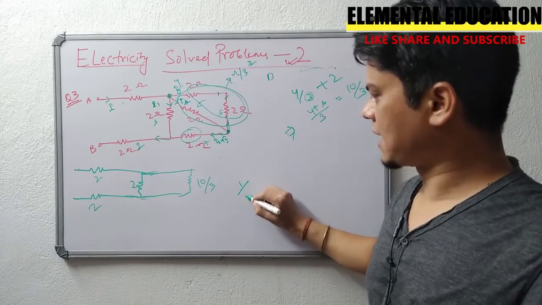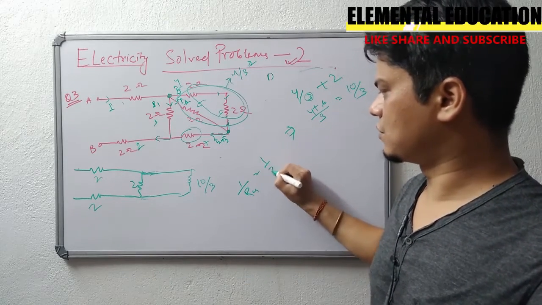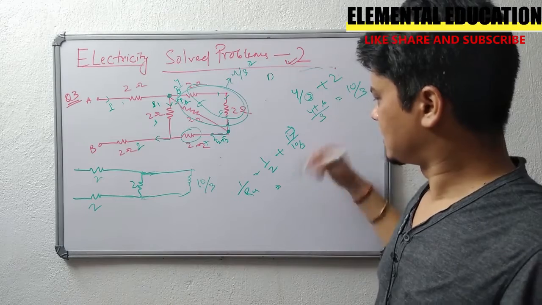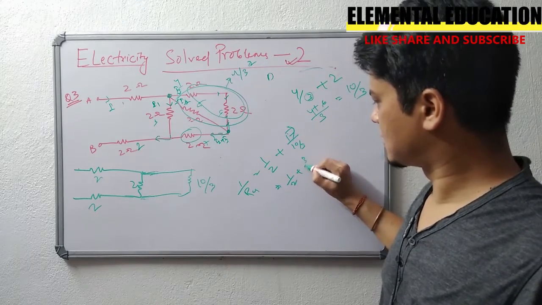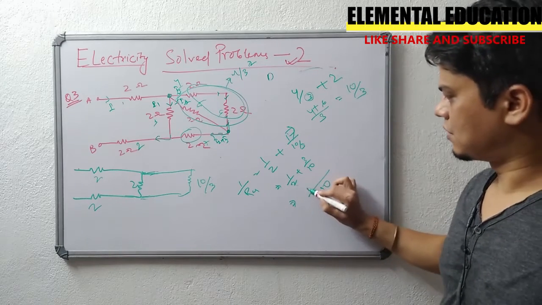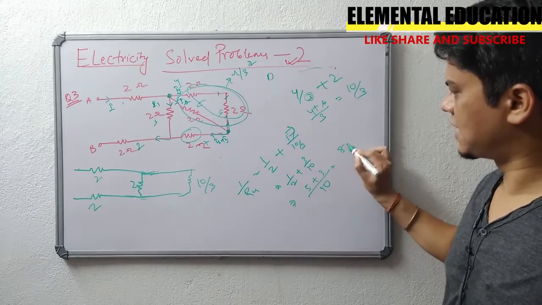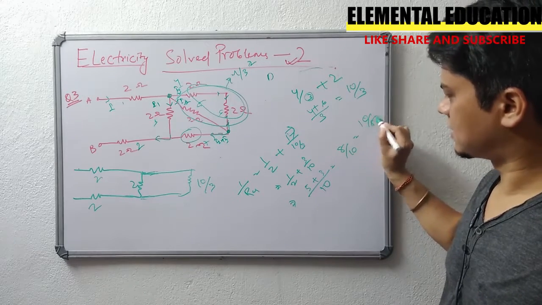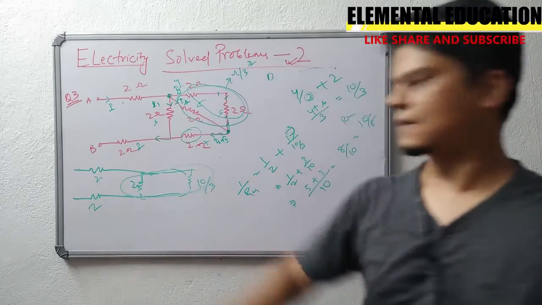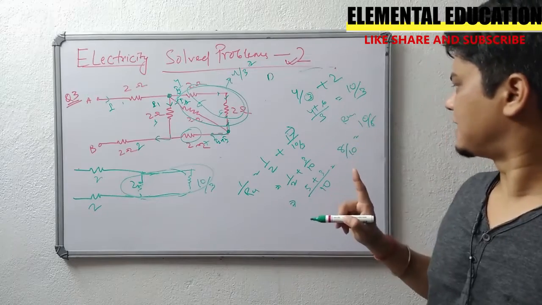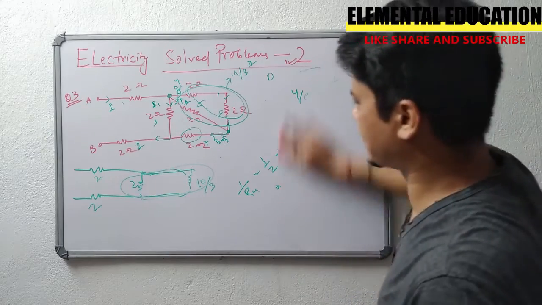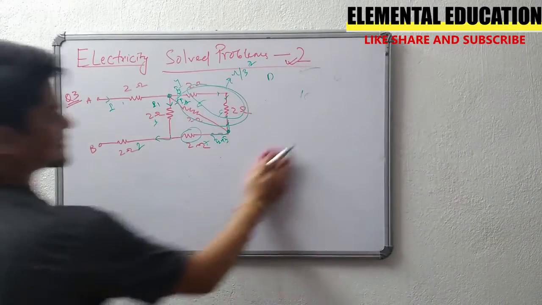So 1 by R equal to 1 by 2 plus 1 by 10 by 3, that is 3 by 10. That means 1 by 2 plus 3 by 10. What is the value? 10 in the denominator, then 5 plus 3, that is 8 by 10 or 10 by 8. R is 10 by 8. Here the value of this combination of these two is 10 by 8. So if I reduce this, how will the final circuit look? The final circuit will look like this. See.